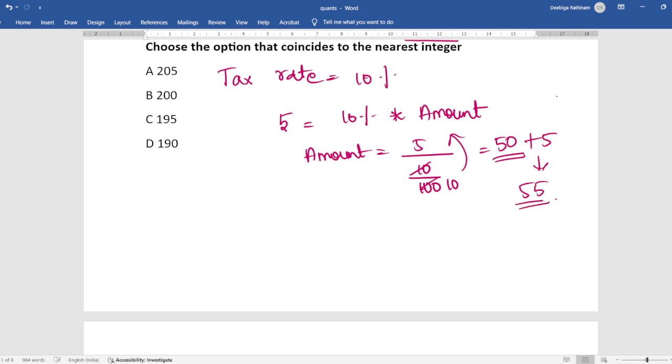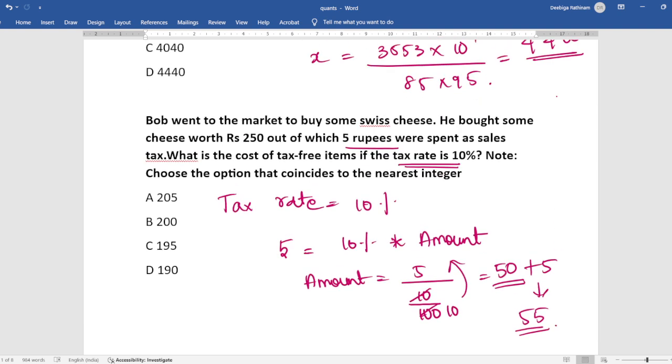So they are asking about the tax-free amount. 250 rupees has a tax-free amount and a taxable amount. The taxable amount is 55. Then what is the tax-free amount? That is 250 minus 55, which is equal to 195. Okay, now let's get into the next question. I hope you got it.